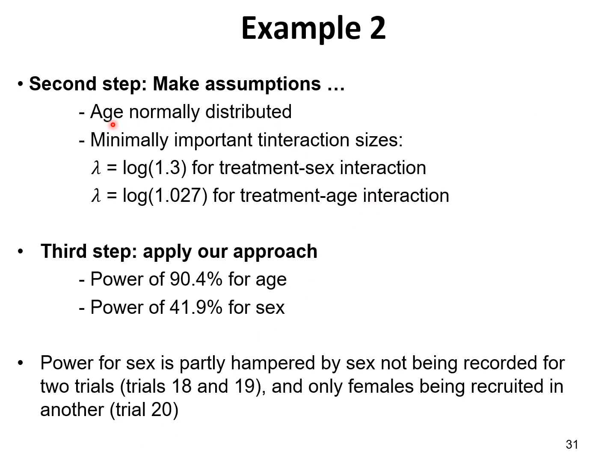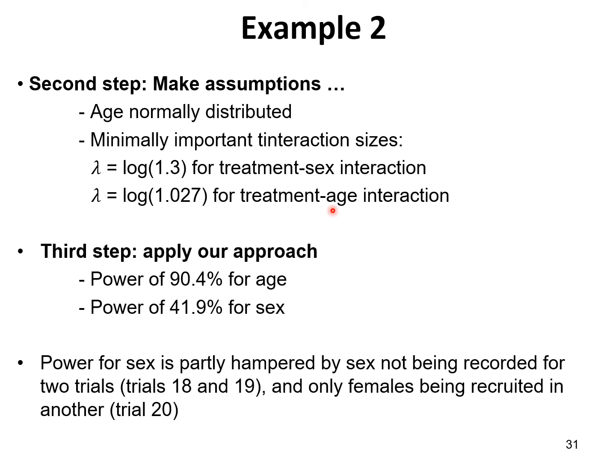We're going to assume that age is normally distributed again. If you've got, of course, other information to suggest a different distribution, then you can use that. We're going to assume that the minimally important effect sizes for the treatment sex interaction is 1.3, and for the treatment age interaction is 1.027 for a 1 year change in age.